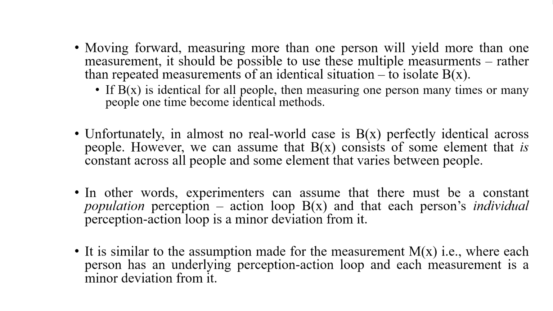Okay. So, what we do is, we can assume that B of x contains some element that is constant across all people and some element that varies across people. Okay. So, in other words, what we can do is assume that there is a constant population level perception action loop and there is an individual level perception action loop.